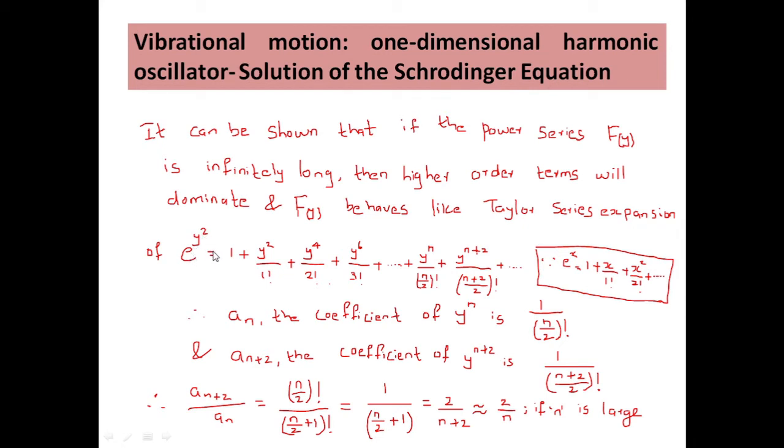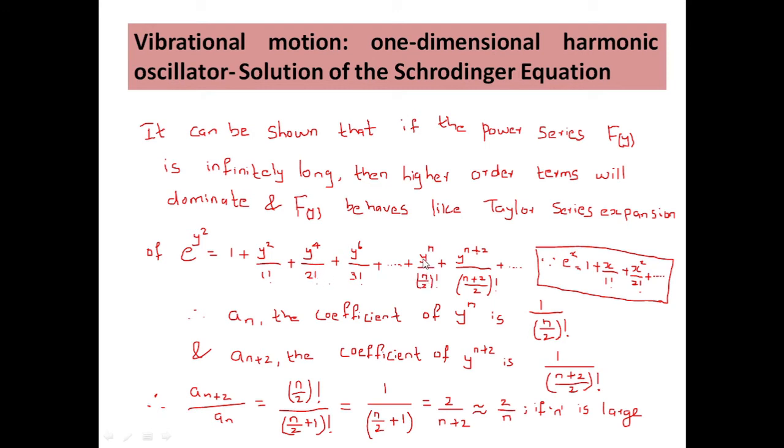So that e raised to y squared becomes 1 plus y squared by 1 factorial plus, instead of x squared, we will write y squared squared. That is y raised to 4 by 2 factorial plus y raised to 6 by 3 factorial plus etc. And the nth term will be y raised to n divided by n by 2 factorial, because here instead of y raised to 6, in the denominator we got 6 by 2 factorial, that is 3 factorial. Here 4 by 2 factorial, 2 factorial.